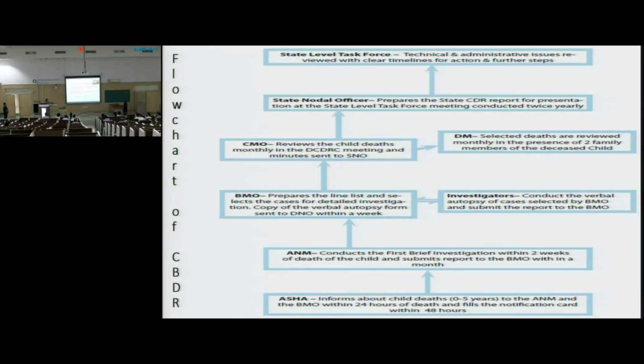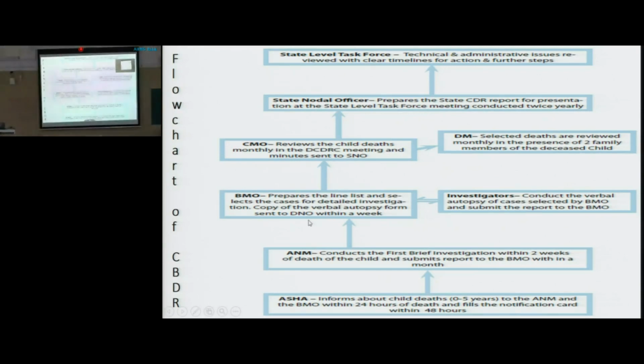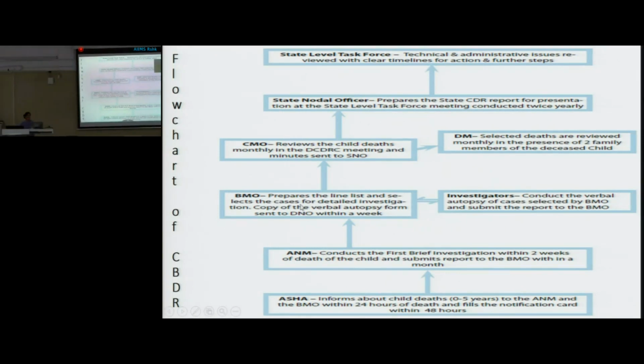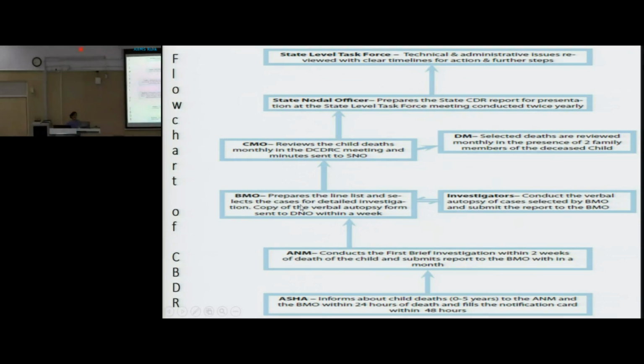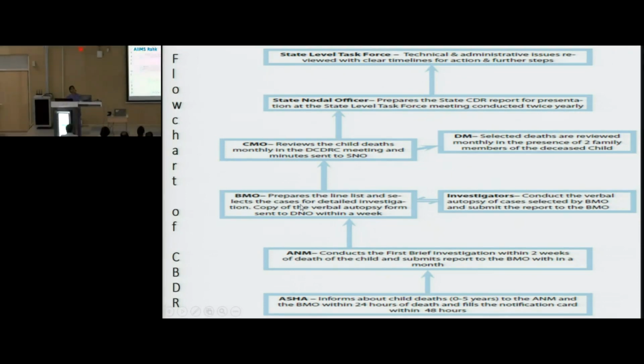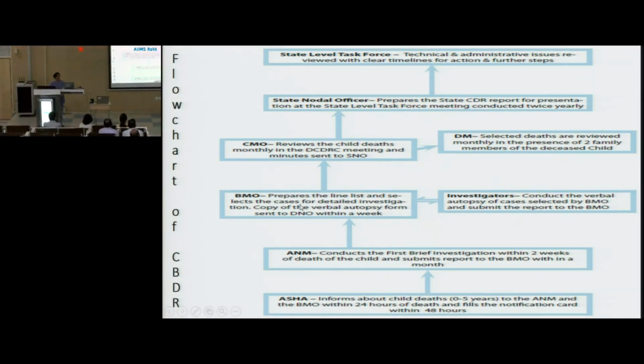medical officer. The block medical officer is also entrusted with the responsibility of line listing of all the child deaths, and he selects an investigator to conduct the verbal autopsies, which I have explained. Then this is sent to the DNO, the district nodal officer, within a week. Then it is sent further to the district chief medical officer, then the state nodal officer and the state level task force, where any technical reports are reviewed.